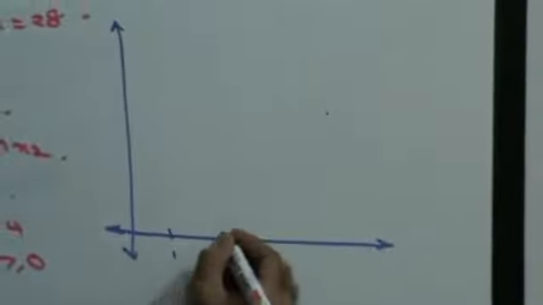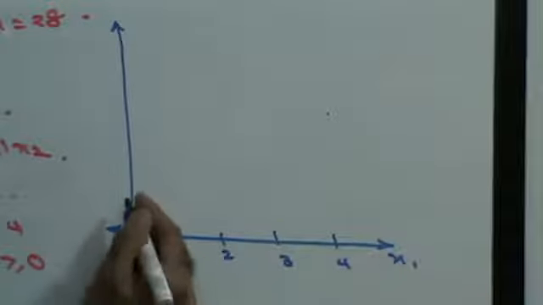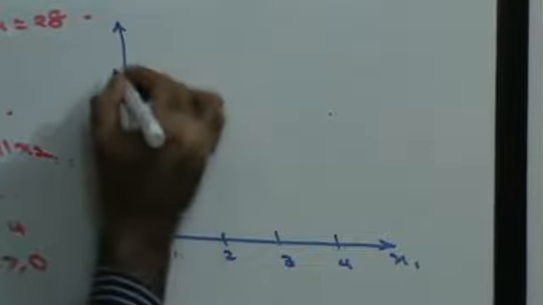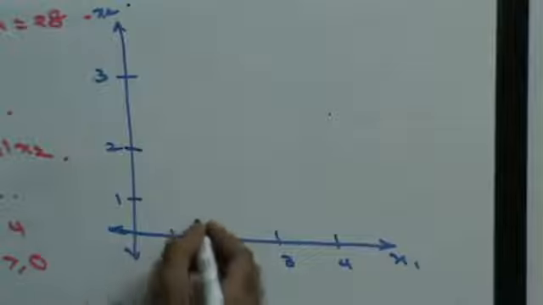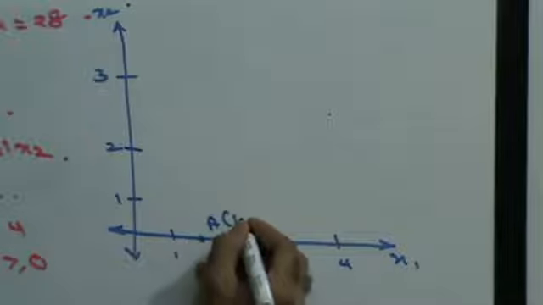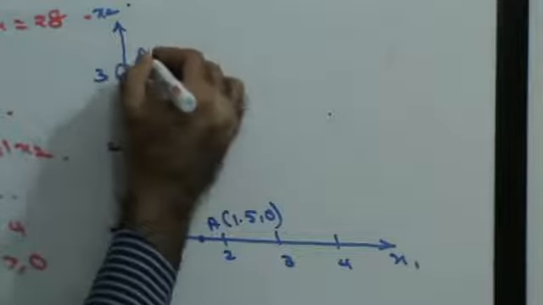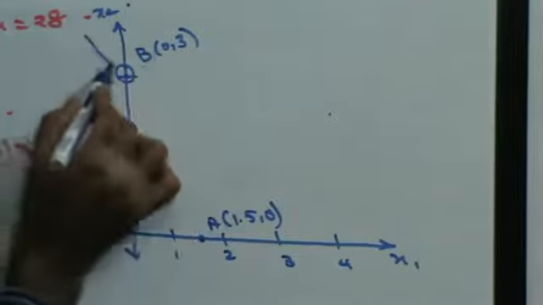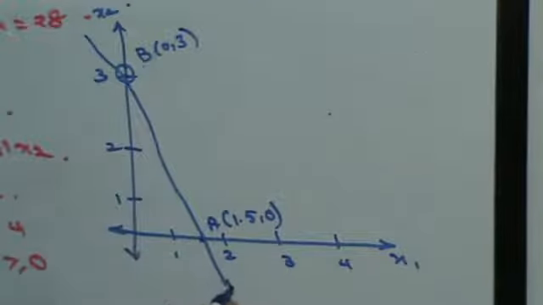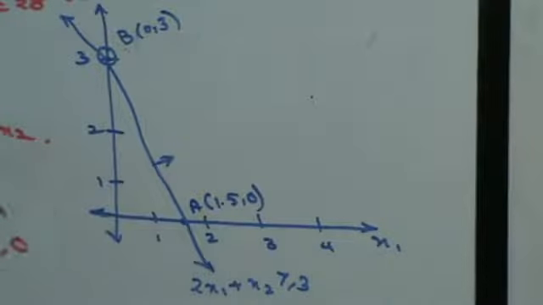Now let's see this. 1, 2, 3, 4. That's on x1. On x2, 1, 2, and 3. Right? Now, x1 is 1.5. So this is going to be 1.5 comma 0. And x2 is 3. So this is going to be that point B, 0 comma 3. Join this. So if I join this, I'll get this equation as 2x1 plus x2 is greater than 3. Greater than 3 means it has to be ahead.